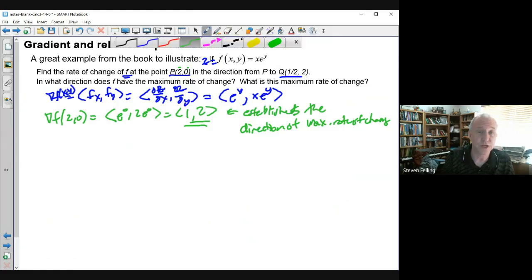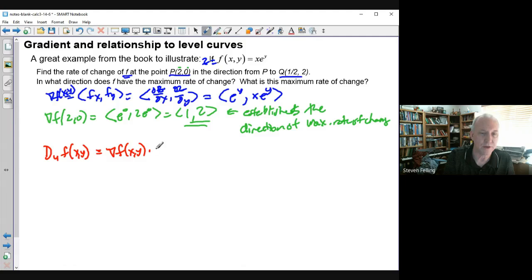So now the rate of change, that's the directional derivative. So the directional derivative in the direction u of f at, well, first we'll do x, y. That's going to be the gradient of f at that x, y, and then the dot product with u. So first we need u. Okay, so u is going to be the vector from this point to this point. So that's going to be 1/2 minus 2 in the x direction, 2 minus 0 in the y direction. So that would be (-3/2, 2). That's the direction we want to go. I need to make that a unit vector, so I have to divide that by the square root.